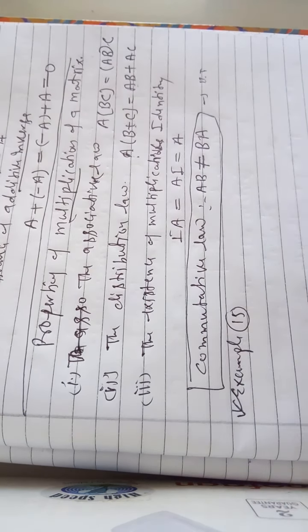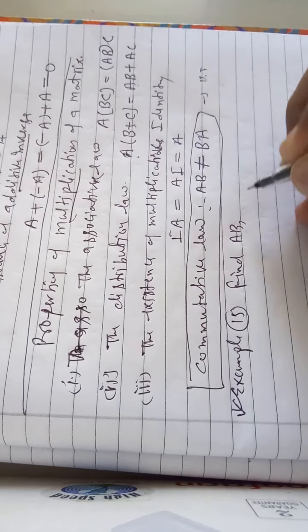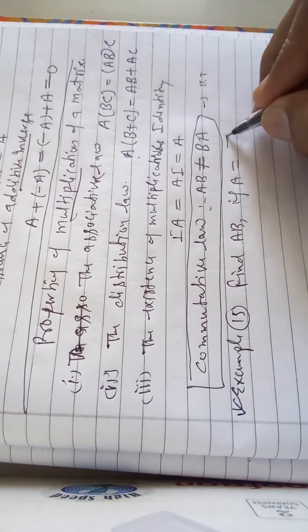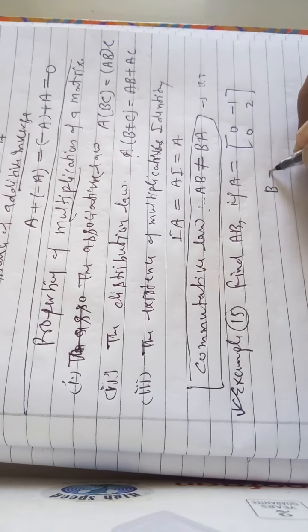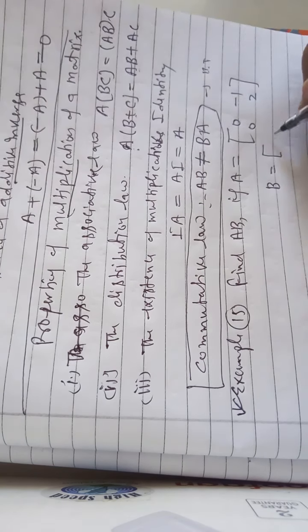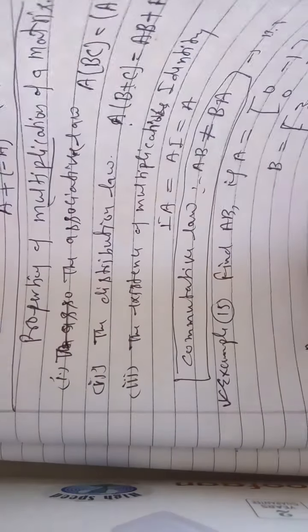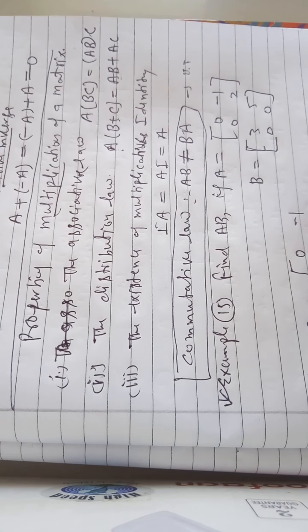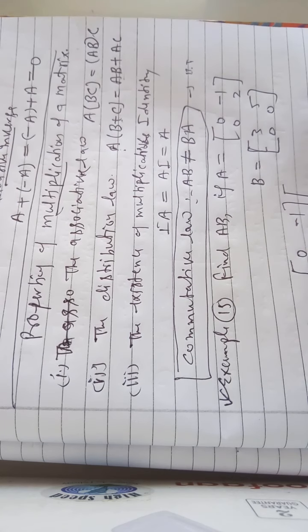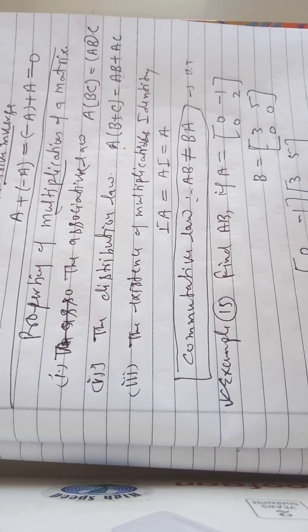Okay, so now let us take example 15. This is an important example. Example 15: Find AB if matrix A equals 0, -1, 0, 2 and B equals 3, 5, 0, 0. For matrix AB, we use the multiplication property. A is 0, -1, 0, 2, and B is 3, 5, 0, 0.